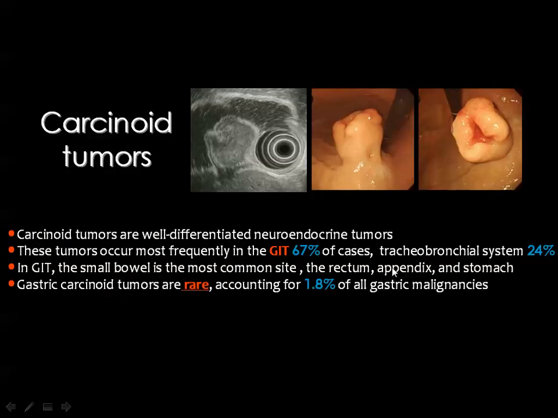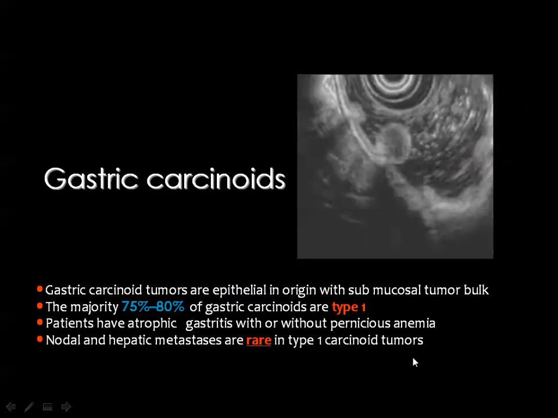And carcinoid tumors of the stomach are considered rare. They are well-differentiated neuroendocrine tumors occurring in the GI and in the tracheobronchial system. Gastric carcinoid represents about 1.8% of all gastric malignancies. And the majority of gastric carcinoids are type 1 carcinoid. You know, we have 3 types, and I will mention them in a moment.